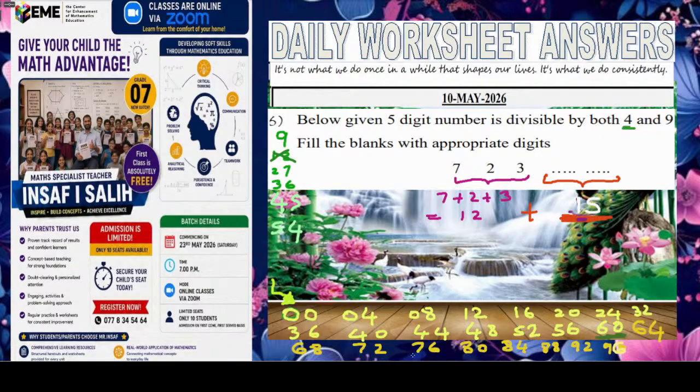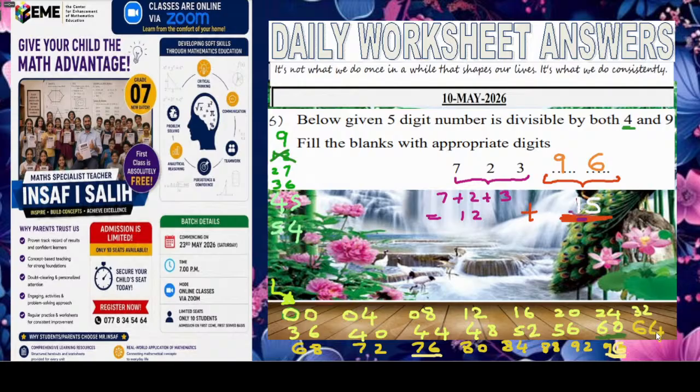Shall we check 76? When we add 7 and 6, what do we get? 7 plus 6 is 13. No, we are not getting 15. How about 96? What about when we add 9 and 6? What do we get? 15. Which means we can fill this blank with the digits 9 and 6.